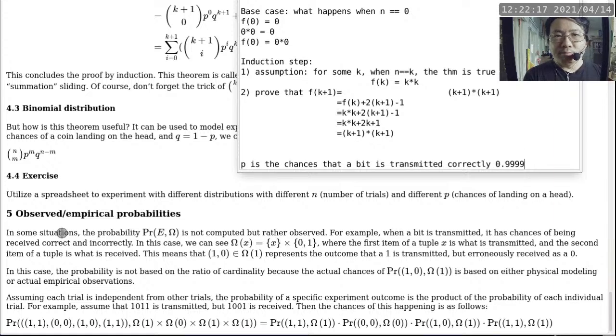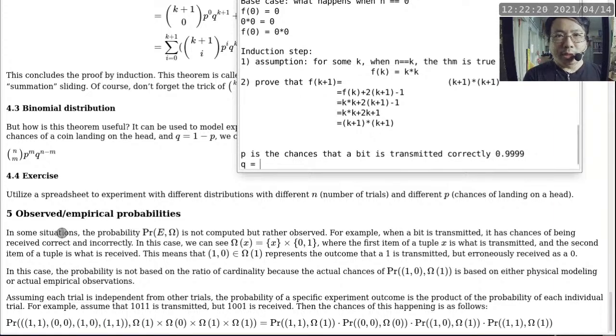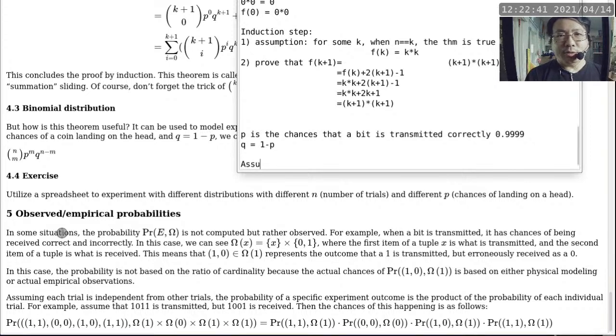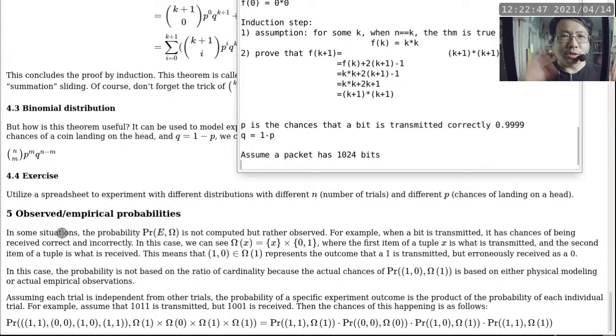Q is always just 1 minus P, which is the chances of a bit transmitted incorrectly. Given a packet, which is a single unit, where if there is an error, it is usually detectable, and then we have to retransmit the entire packet. We'll make an assumption here and say a packet has 1024 bits, and that's including the checksum and everything.